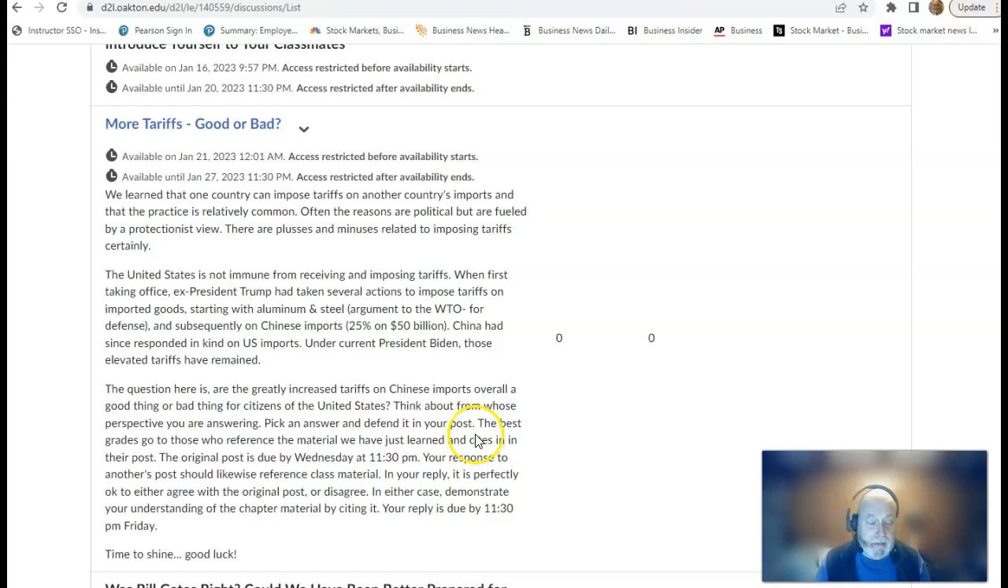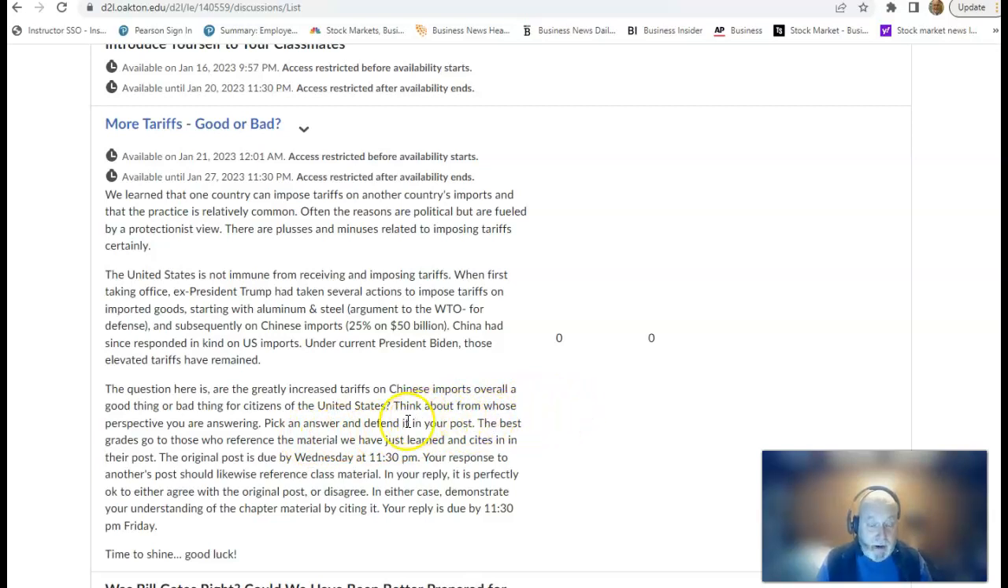Now, this is 100% going to be dependent on your perspective of who you're answering for. Is it for somebody working at Walmart? Is it for somebody working at a manufacturing job in a U.S. company? It really depends on whose perspective you're taking, and then you're going to pick a position, say it was a good thing or a bad thing, and defend that in your post.